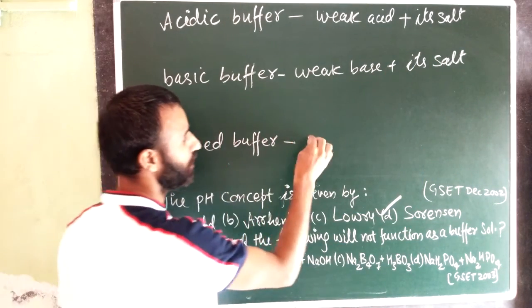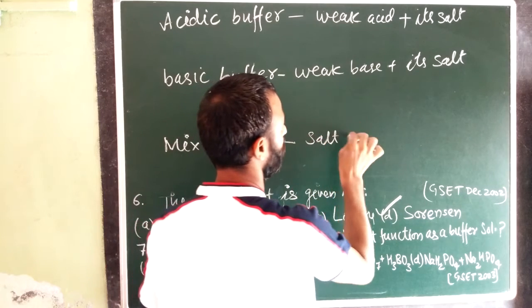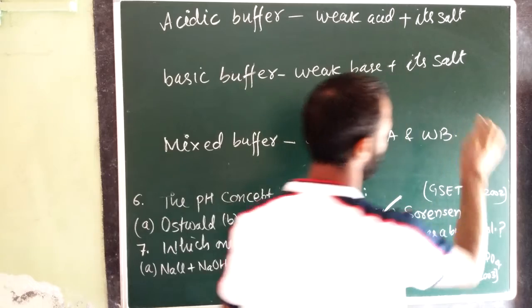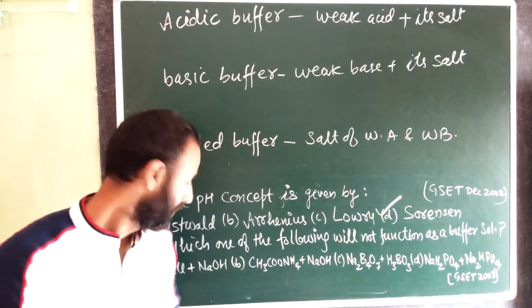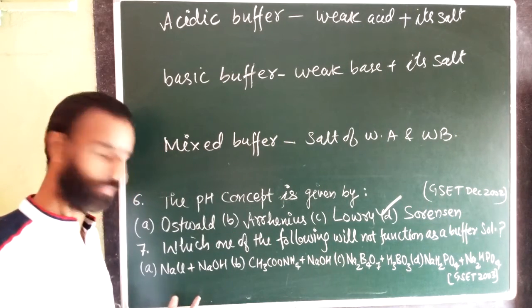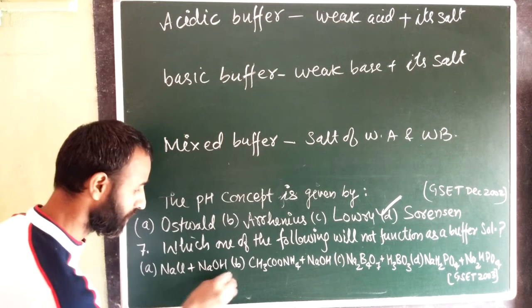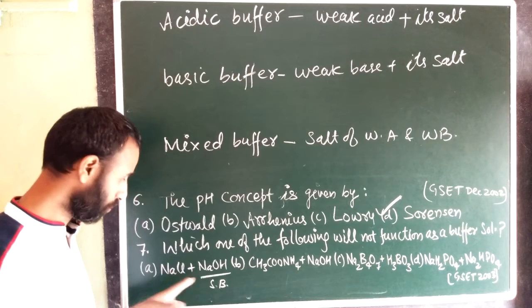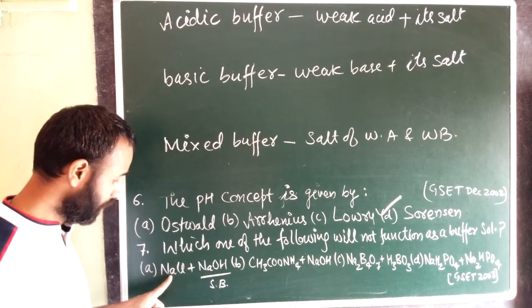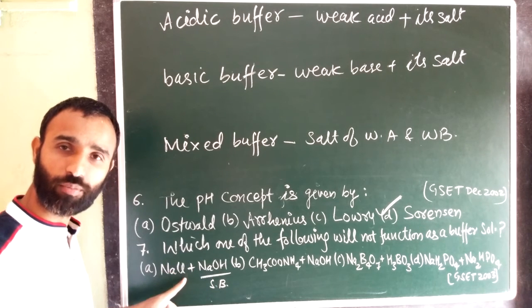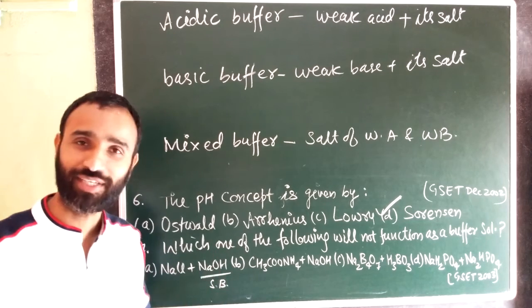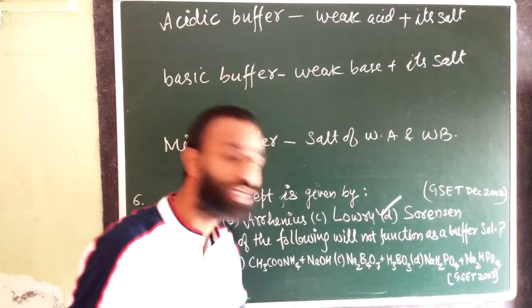And mixed buffer means salt of weak acid and weak base. Right? So now come to this. Strong base and its salt. Strong base and salt of strong acid and strong base. It can never function as a buffer. First option is correct.